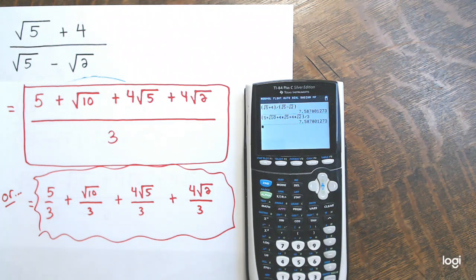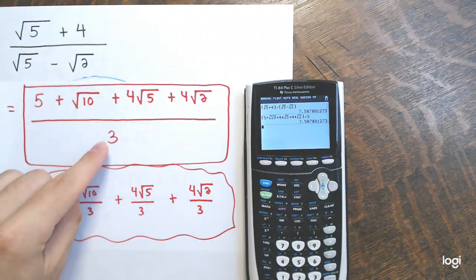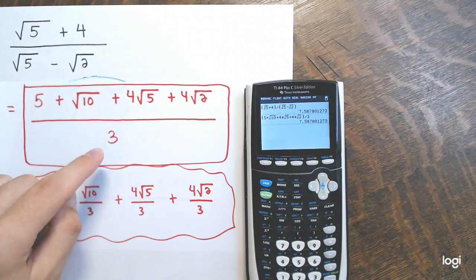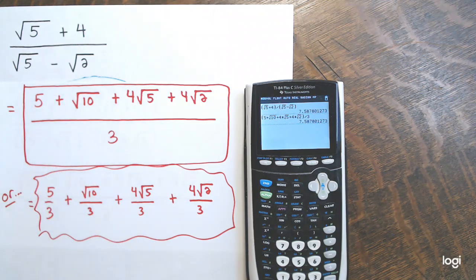And look at that. It is indeed the same value. And it has a rationalized denominator like they asked for, right? A denominator without a radical, without a square root.